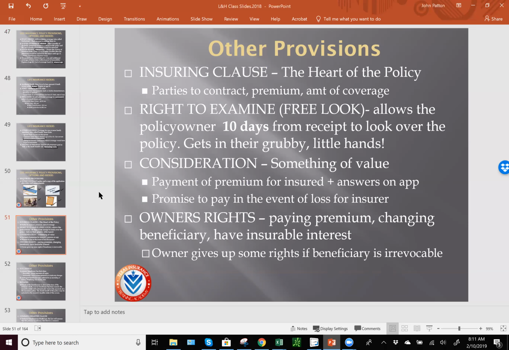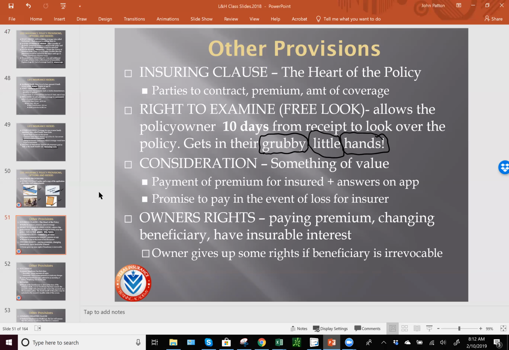Next is the right to examine. This is the free look provision. It allows the policy owner 10 days from receipt of a policy to look it over. And if they are not satisfied for any reason, they can return it for a full refund. You do need to know when the 10-day free look period begins. And just so you know, it begins whenever they get the policy in their grubby little hands. Grubby little hands. That will begin the 10-day free look period.